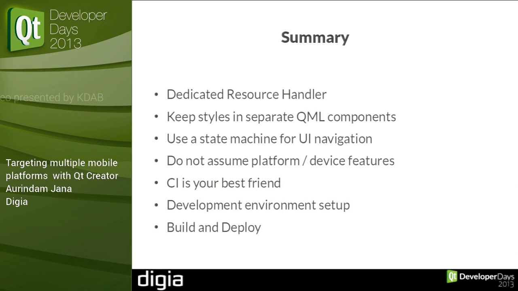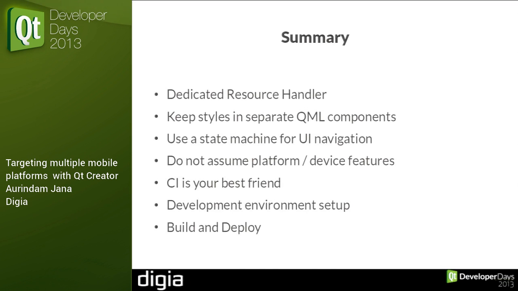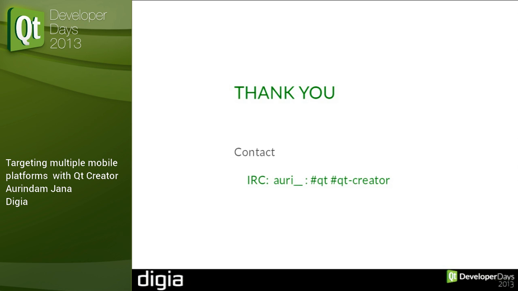The fourth thing is do not assume platform or device features. Query for features before you start your application, so that your application works as expected, or at least pops up a message that this application cannot be run on this phone because of this reason. The fifth thing, CI is your best friend. Whenever you change your code, build it against all other platforms. The next thing that we saw was the development environment setup, what you need to do in Qt Creator, or what are the SDKs or NDKs that you need to install in order to target different platforms. And the last thing that we saw is build and deploy. So that almost ends my presentation.